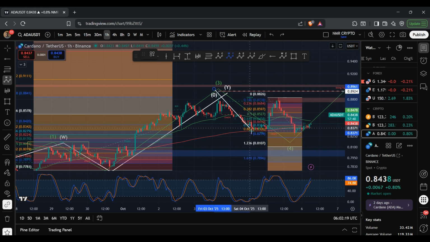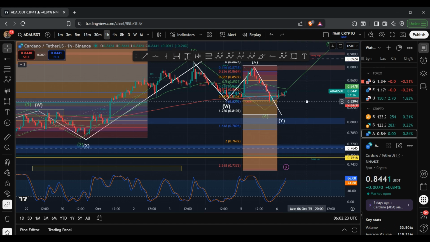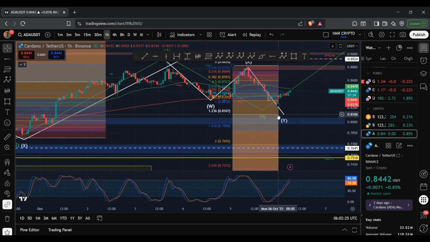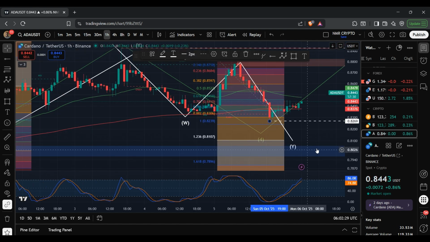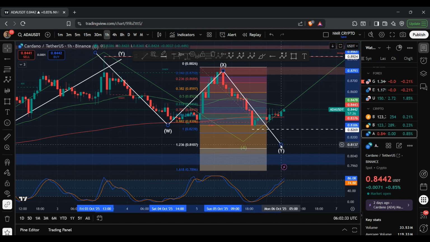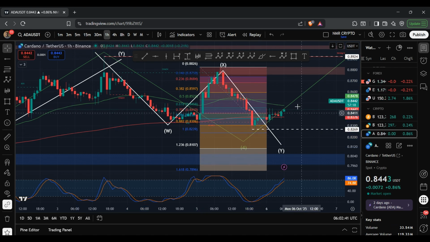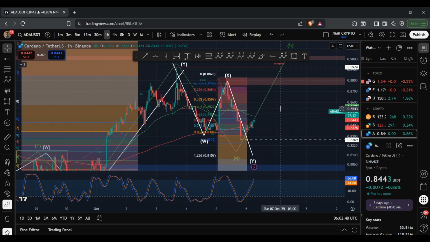So what we are forming is a WXY structure where the Y wave would typically reach anywhere between 1 to 1.226. And as of right now, we have reached this level here at 82.69 cents. And so this Y wave did meet the minimum requirement, which is the 61.8% retrace level. And so technically speaking, we could have bottomed out at this level and we could see that reversal to the upside. Or alternatively, we could see a slightly deeper move to the downside, but then tap into the range, and then we could see that move to the upside.